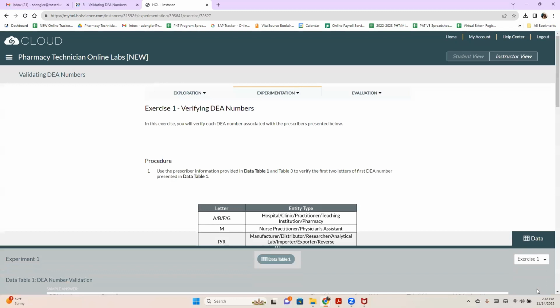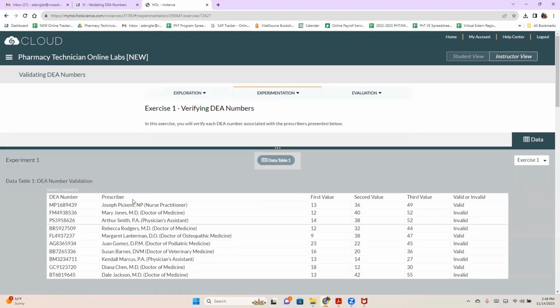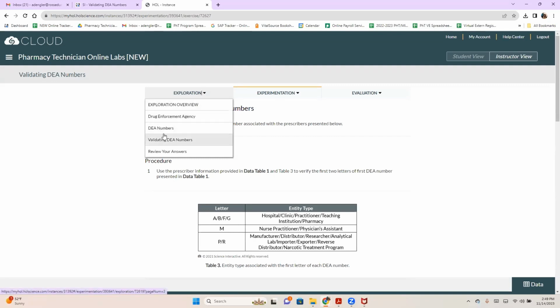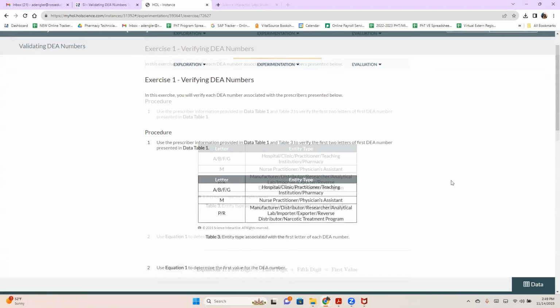So let's go to data table 1. Mind you, mine has all the answers already filled in. So yours should just have the DEA numbers listed here with the doctors' names. And then you're going to fill in the first, second, and third value and say if it's invalid. So remember what we did in the exploration on verifying the DEA number, you're going to do the same thing. And if you needed to go back and review it, you could review it over here. Just click on DEA numbers and validating DEA numbers.